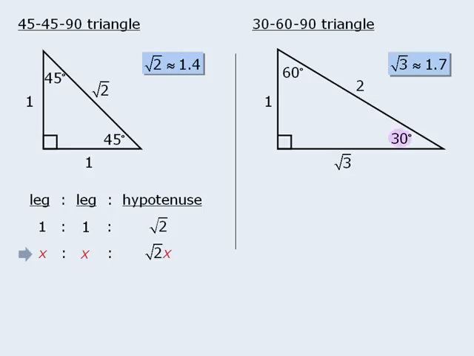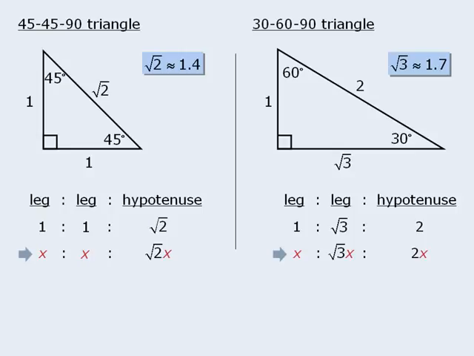So the smallest angle here is 30 degrees, so the side opposite this angle will be the shortest of the three lengths. The next largest angle is 60 degrees, and the side opposite this angle is the next longest length. Finally, the largest angle is 90 degrees, and the side opposite this angle is the longest length. Now the most important point here is that if a triangle is a 30-60-90 triangle, then the ratio of its sides must be 1 to root 3 to 2. Also be sure to watch out for multiples of this base triangle.